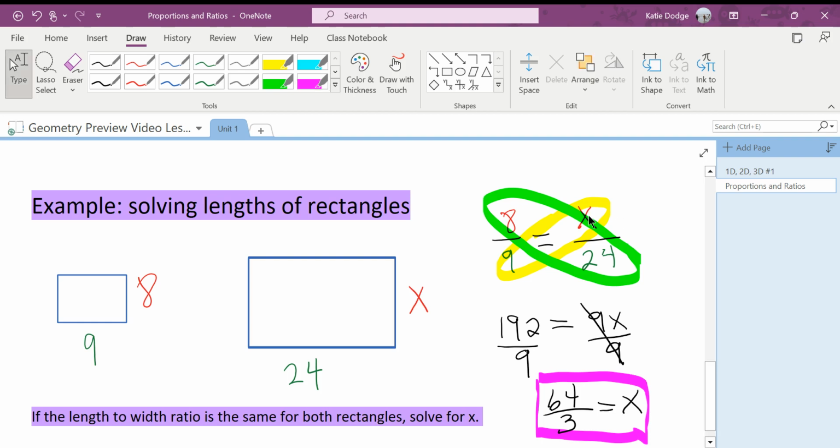Okay, it's important to know when solving proportions, you're not always going to get a whole number for your missing value. You could end up with a fraction, and that's totally okay, and you shouldn't be concerned with that.